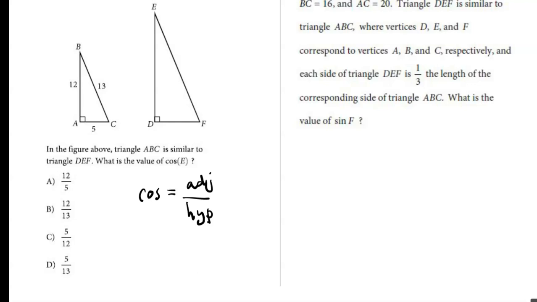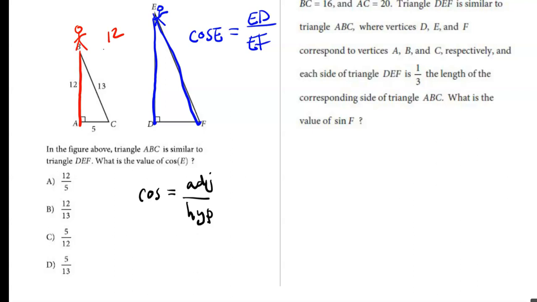So that means if my reference angle is E, the cosine for E would be, well, the adjacent leg is the one right next to me, which is ED, and the hypotenuse is EF. All right. And if these two triangles are similar, they should have the same exact relationship. So that means it's the same thing as if I stand on B, the cosine is going to be 12 over 13. So the correct answer here would be B.